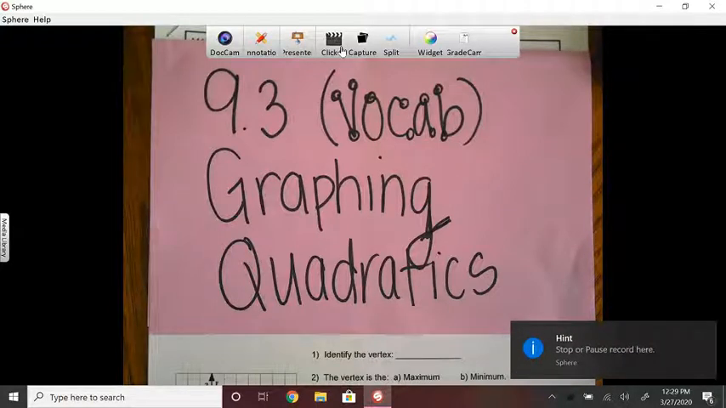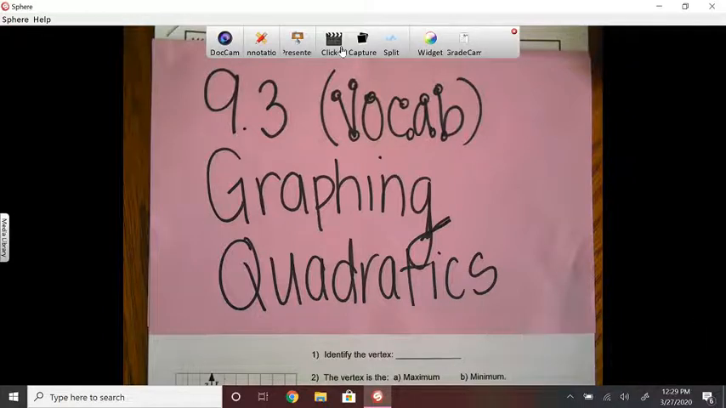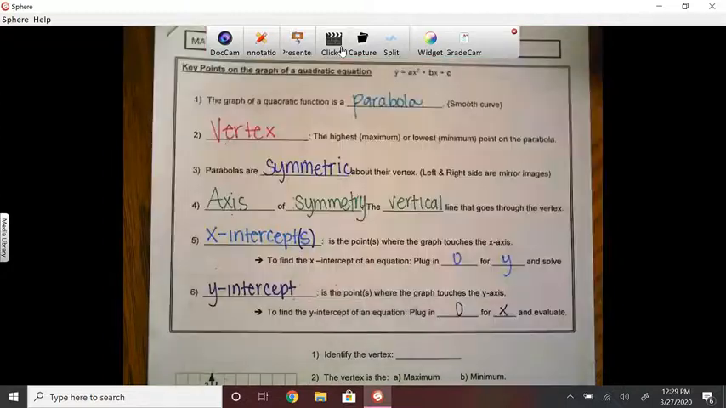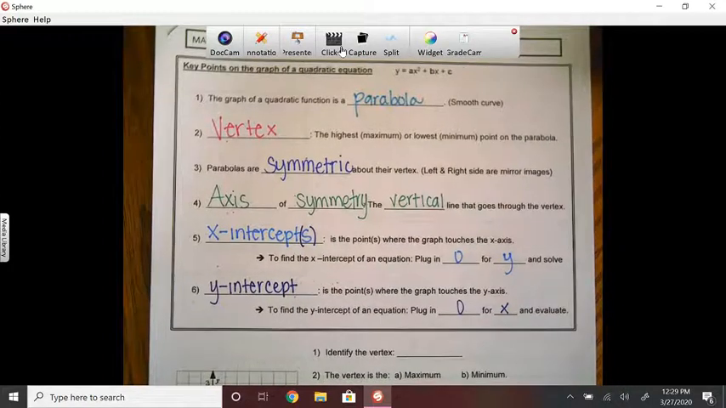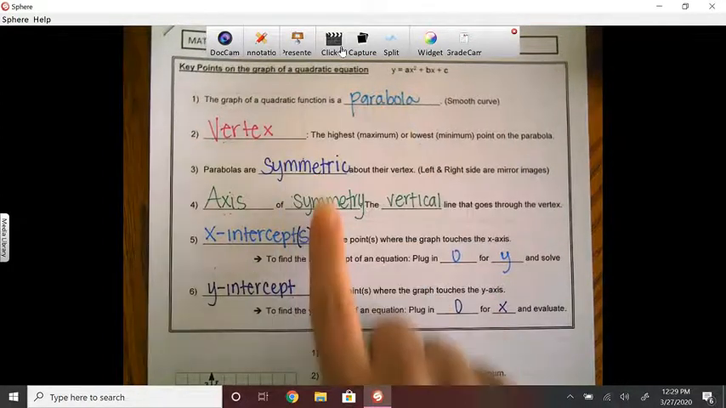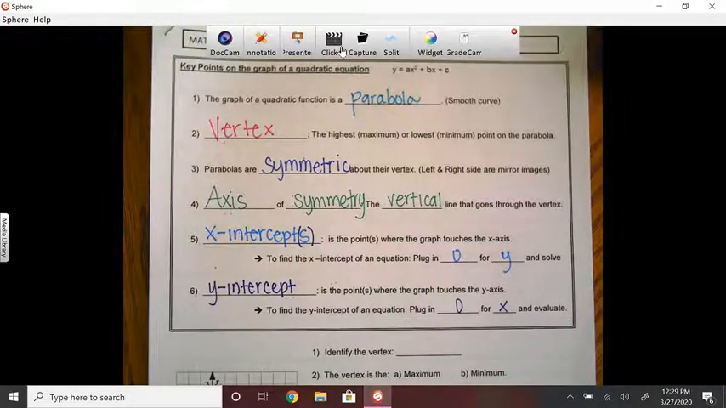This video will teach you about some vocabulary when graphing quadratics. So you can go ahead and pause this video so you can fill in the blanks to your notes and then push play when you're ready.